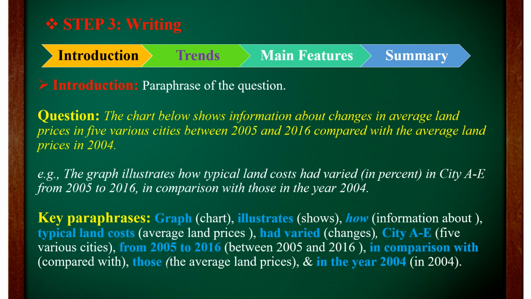For example, I use the word graph instead of chart, illustrate instead of show, how instead of information about, typical land price instead of average land price, had varied instead of change, city A to E instead of 5 various cities, from 2005 to 2016 instead of between 2005 and 2016, in comparison with instead of compared with, those instead of the average land prices, and finally in the year 2004 instead of in 2004. So one takeaway from this section is to paraphrase as no tomorrow.